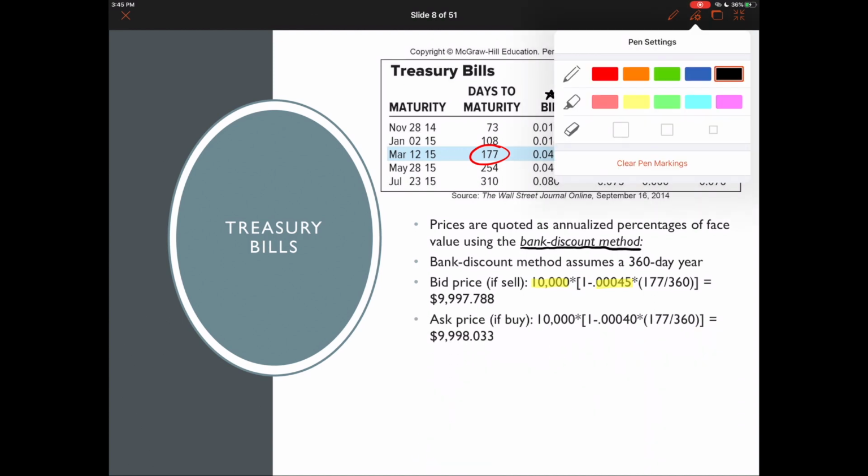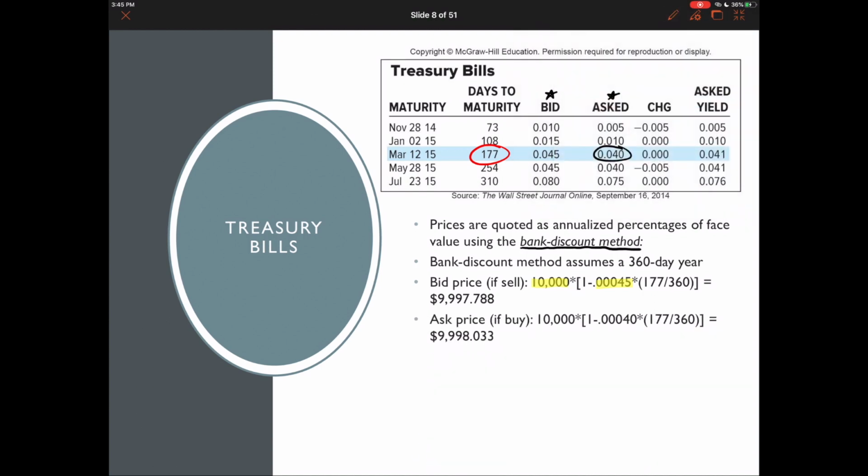And now you can just match up what I said verbally with what's here on the screen. Par value of 10,000. We multiply it by 1 minus the yield as a decimal, and we multiply it by the number of days remaining until maturity divided by the number of days in the year, and we get the asking price, which is what you'd have to pay if you were going to purchase this bond from the securities dealer. Now notice that the prices and the yields are inversely related.